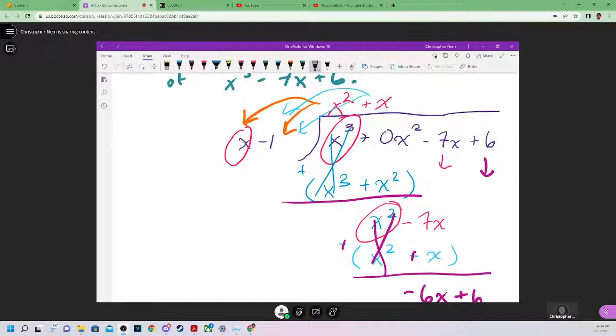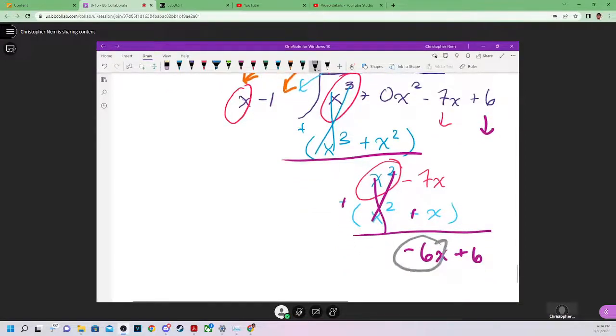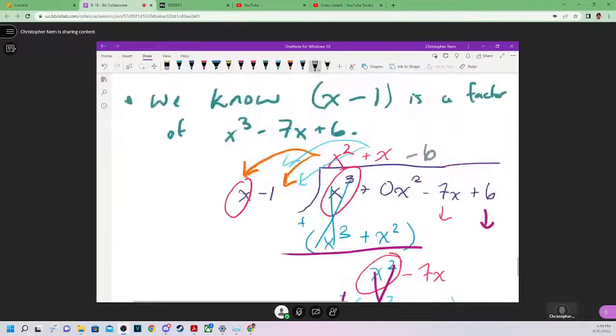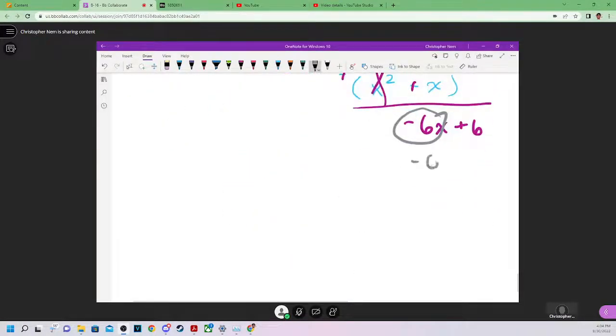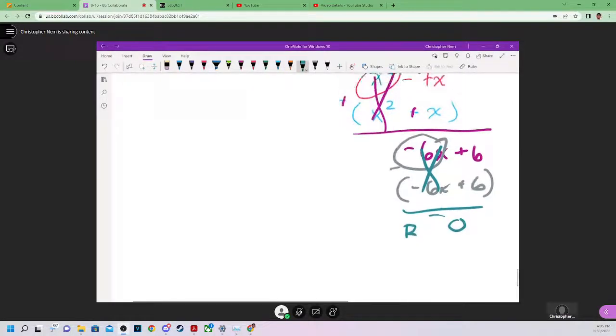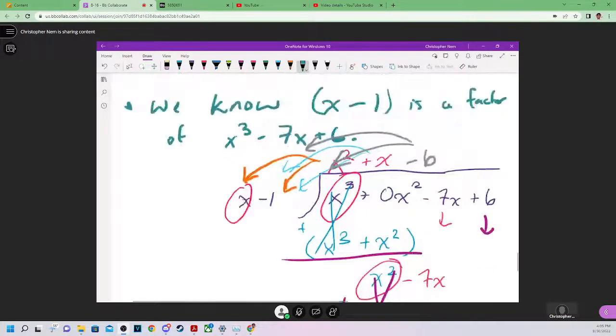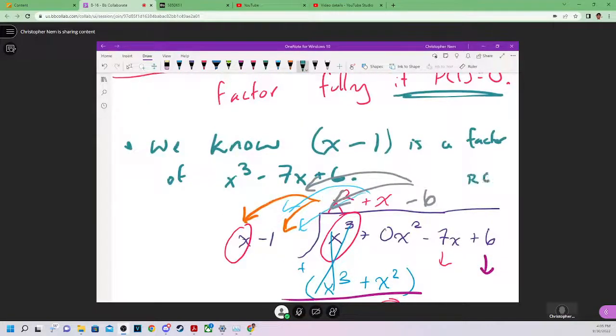Now, divide that out. Negative 6x divided by x is negative 6. So, multiply this out, distribute it out now. I get negative 6x plus 6. Subtract that out. This cancels out. 6 minus positive 6 gives me 0. My remainder is 0. Remainder 0, which you don't even need to put there. You don't even need to say anything.